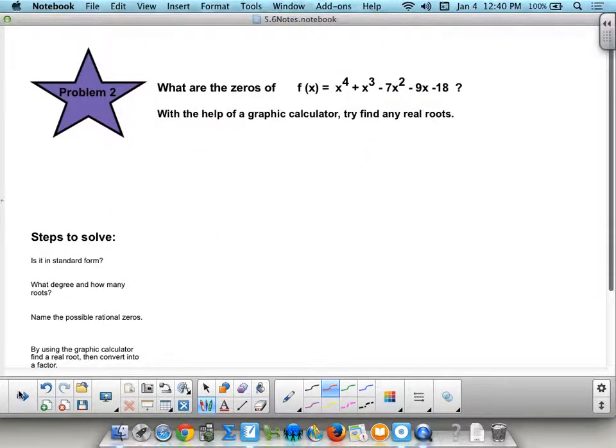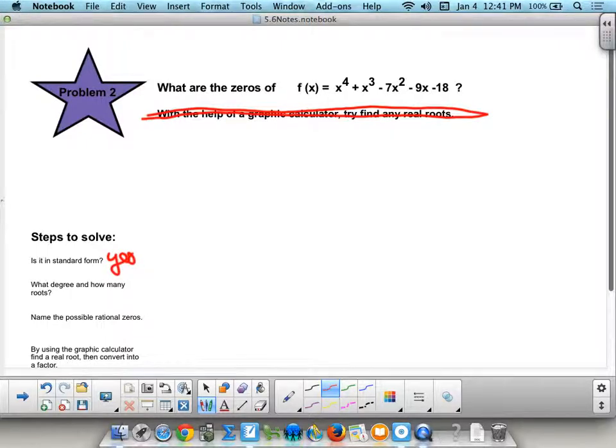Problem 2, same thing. What are the zeros of that function? With the help of a graphing calculator, go try to find your real zeros. I'm not going to let you do that. We're going to do it as a team. All right, ready? That's step 1. Yes or no? Standard form or not? Yep, okay. That was easy.